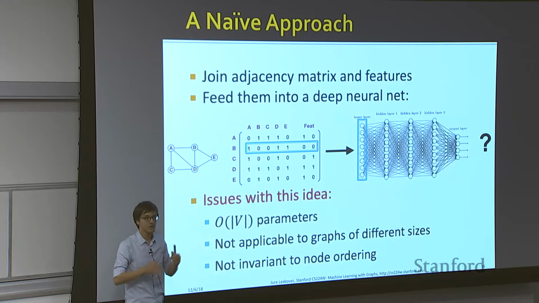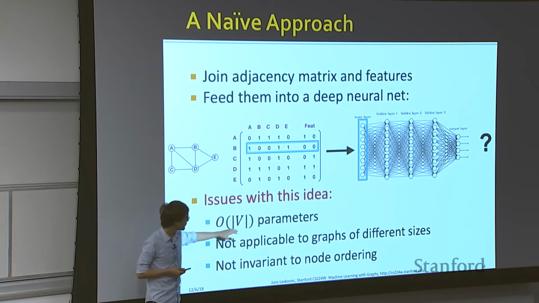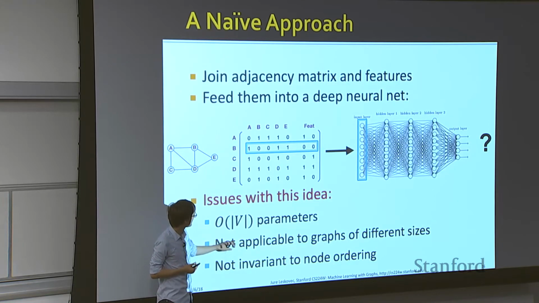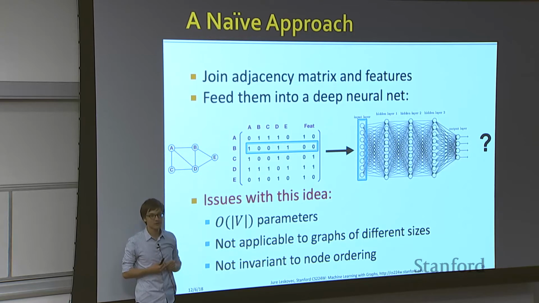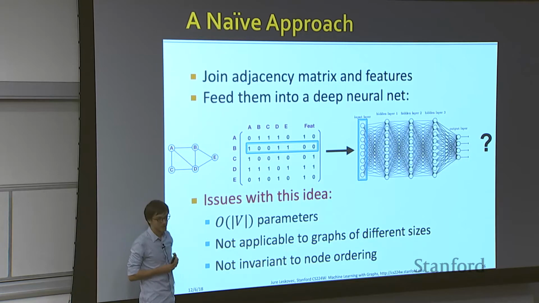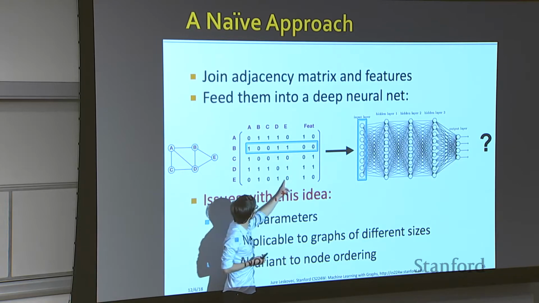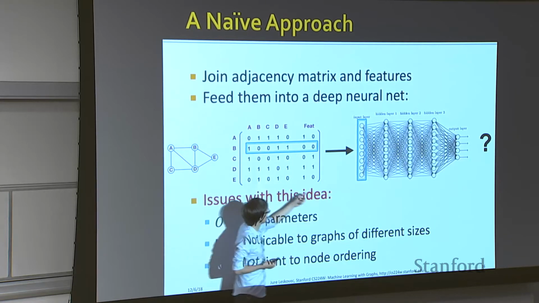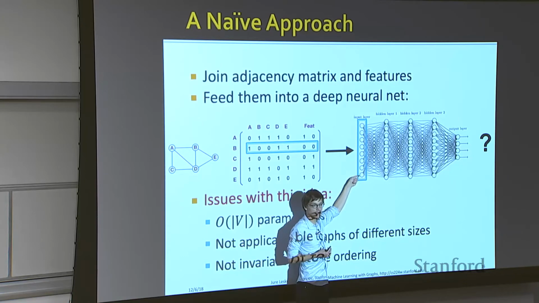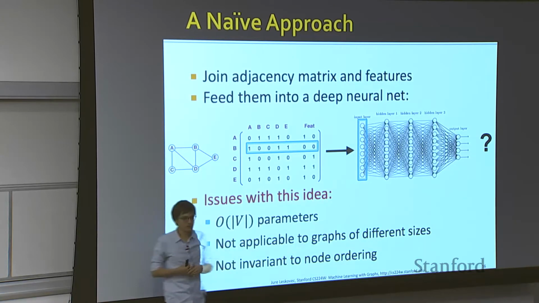As you make the network deeper, it gets even worse. So that's one important thing. Another important thing is that this won't work for a graph on 6 nodes. If you give me now a graph on 6 nodes, I don't know what to do. Then this matrix would be 6 by 6, but then I don't know where to add that additional node. So I don't know what to do.